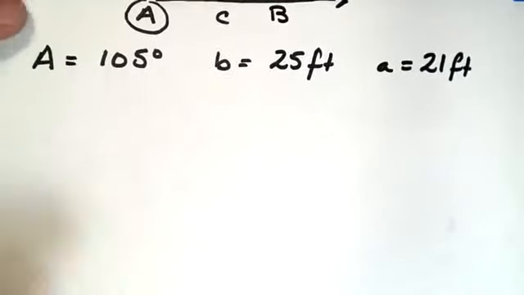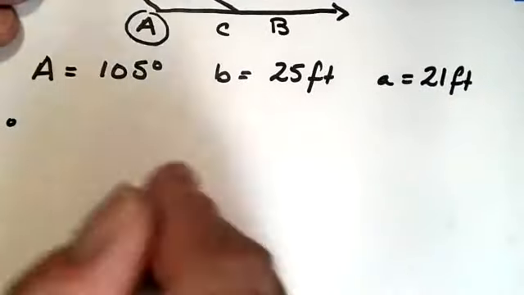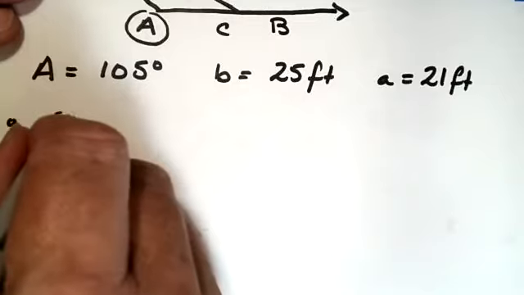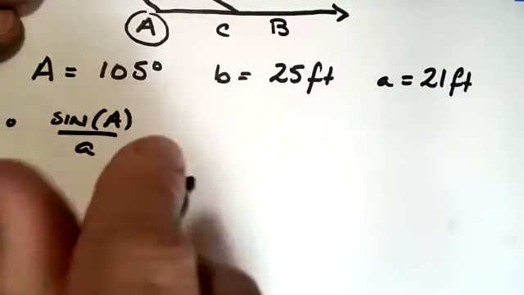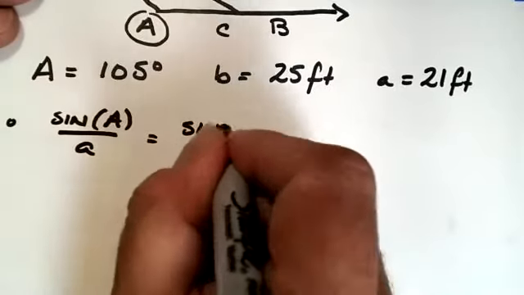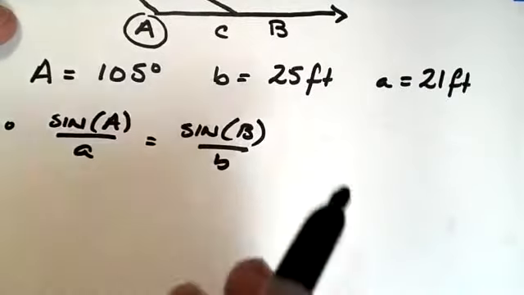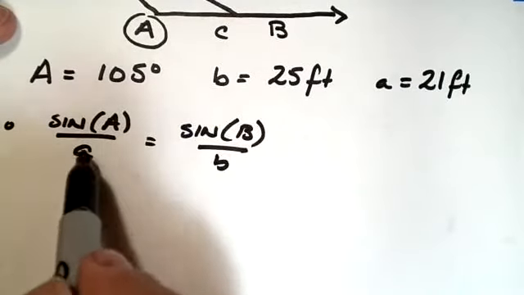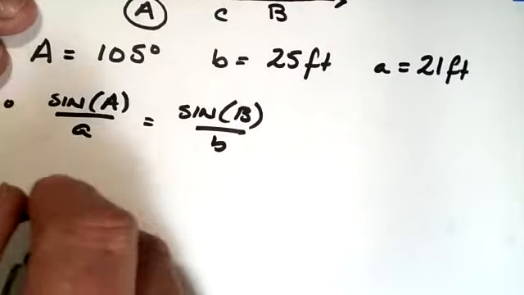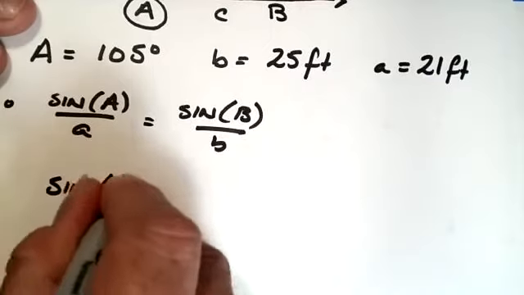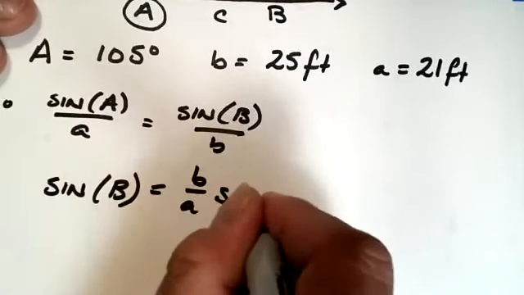So how would we do that? Well, the first thing we'd say is, okay, let's start with the parent equation, which is that sine of A over a, this is the known stuff, right, is equal to sine of B over b. Okay? Known, known, known. This is what we're after. So if I rearrange this equation, I'm going to get sine of B equal to b over a times sine of A.